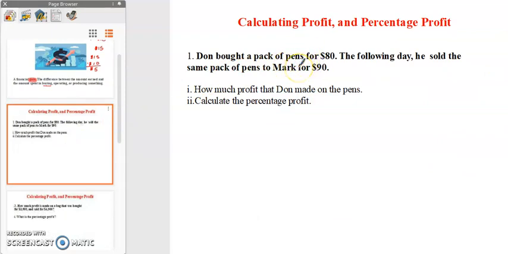In this case, Don bought a pack of pens for $80. The following day he sold the same pack of pens to Mark for $90. How much profit did Don make on the pens? So let's calculate the profit on the pens now. Remember, it says that he bought the pack for $80 and sold it for $90.